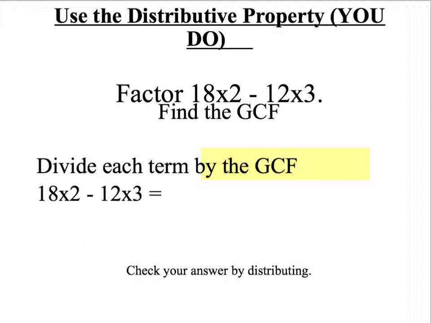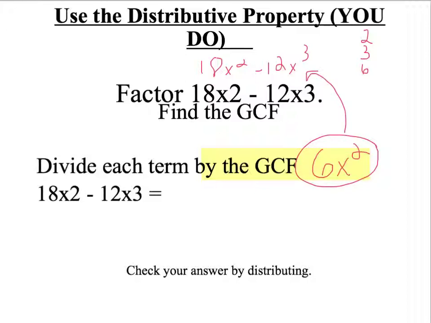So we have 18x squared minus 12x to the third. Okay, so we want to find the greatest common factor here. So let's look at the numbers that could be in common. They both have 2. They both have a 3. What about 4? Oh, and they both have a 6, because 6 times 2 is 12, and 6 times 3 is 18. So the greatest common factor would be 6, and then they both have an x squared. So this is my greatest common factor from each of these two terms.